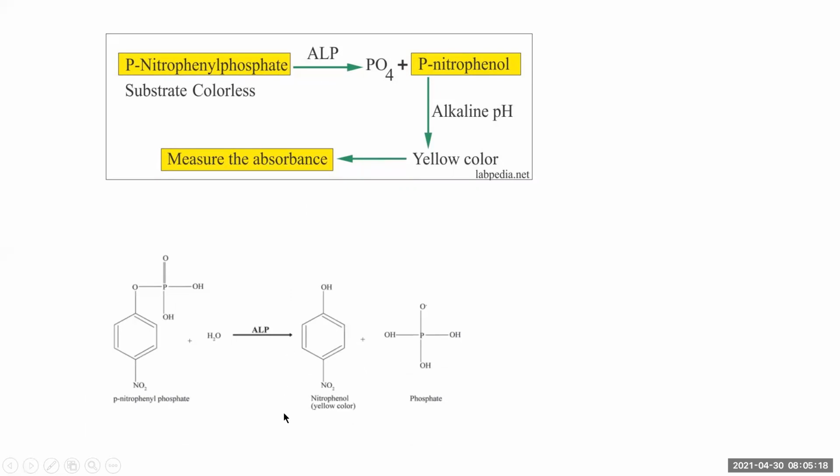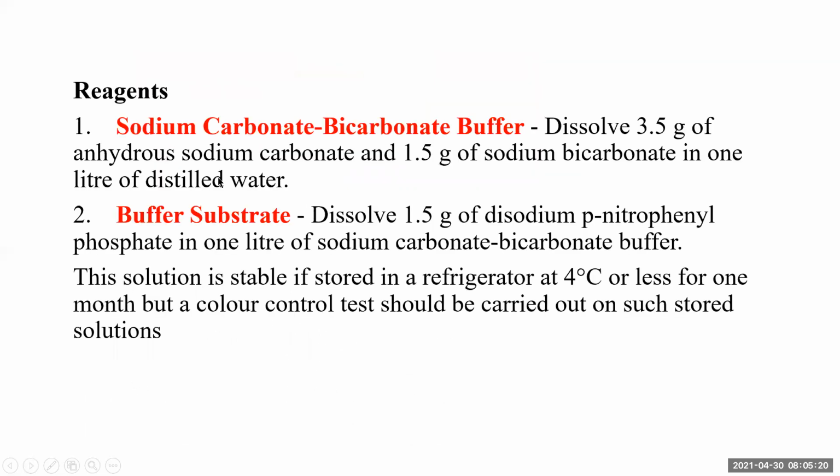So what are the reagents that are required? Sodium carbonate buffer is required, and the buffer substrate. That means we prepare the carbonate buffer first, and in the buffer, the substrate paranitrophenyl phosphate disodium salt is added, and what you get is the phosphatase reagent.